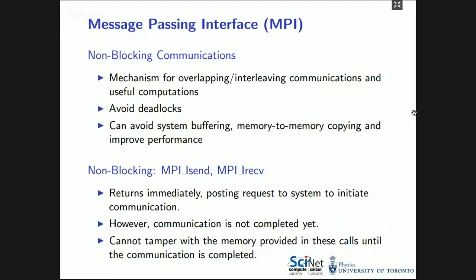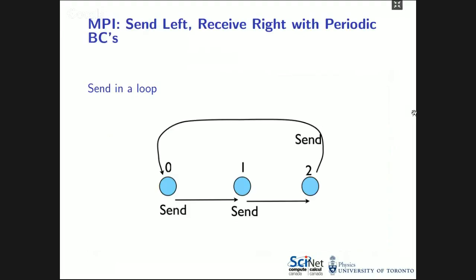So it returns immediately. It posts a request to the system and it says, library, it's your problem to figure this out. I'm going to go do something else. But it's not completed. You can't mess with the memory that is sitting in that buffer because it may not have sent it yet. So if you have some temporary buffer, you can't go and overwrite it. If you do, you may send the wrong message. So you kind of have to set that aside and don't touch it until you're sure it's good to go. So that's another thing. You've got to handle a little more memory. You got to handle a few more messages, but you may get some performance.